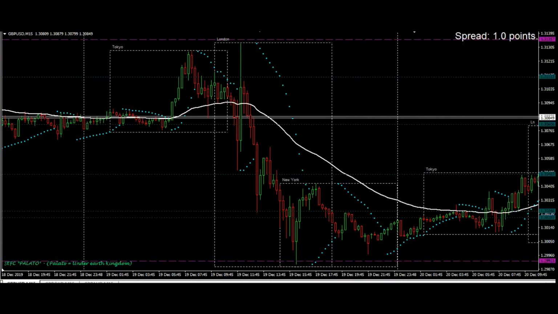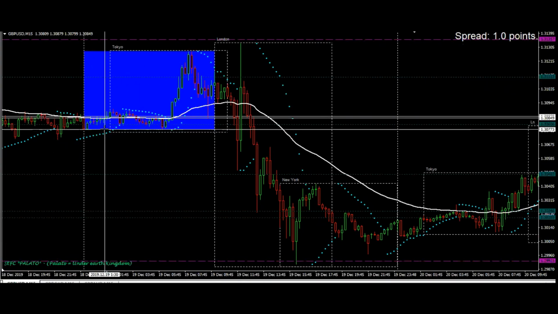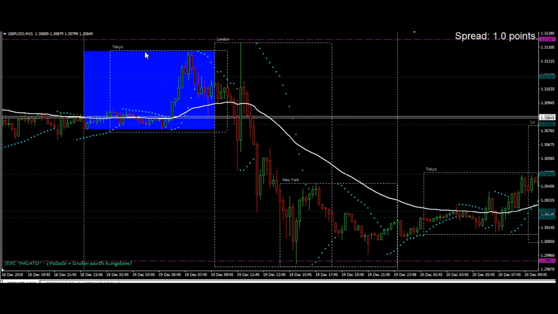So say, for instance, if I wanted to here, draw my box. Low of the day. High of the day. How big was this box? About 50 pips.